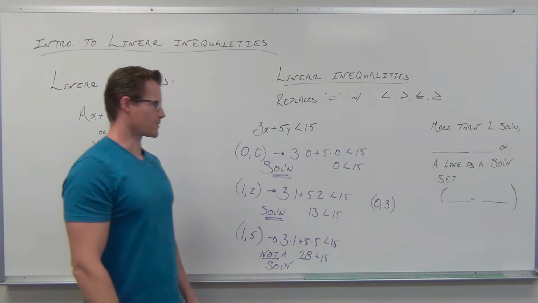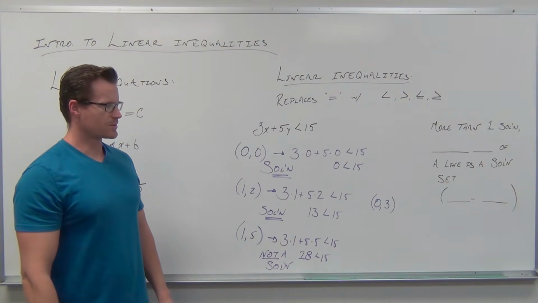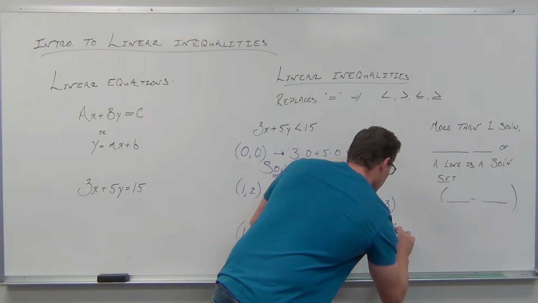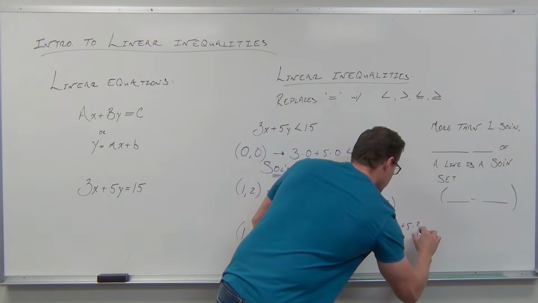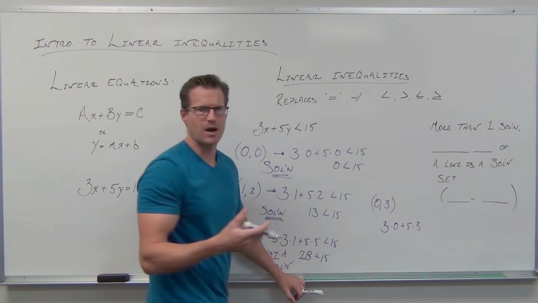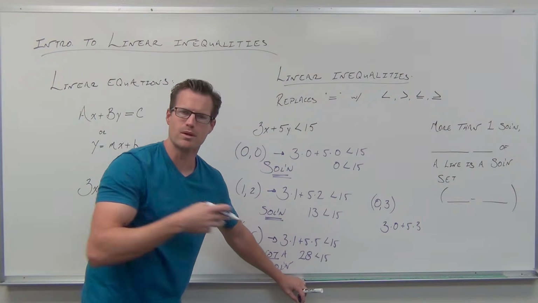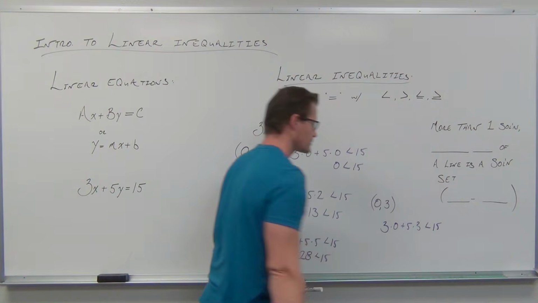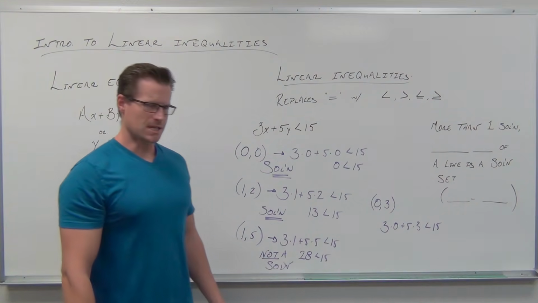Let's plug in 0, 3. If we plug in 0, 3, that's 0 for x. That's 5 for y. And we can do this with positives and negatives. I'm just showing you some simple ones so you get the idea here. I get 15.